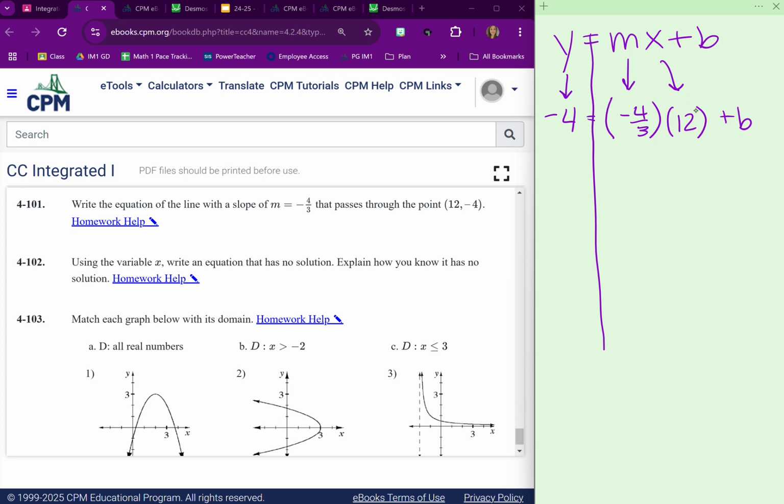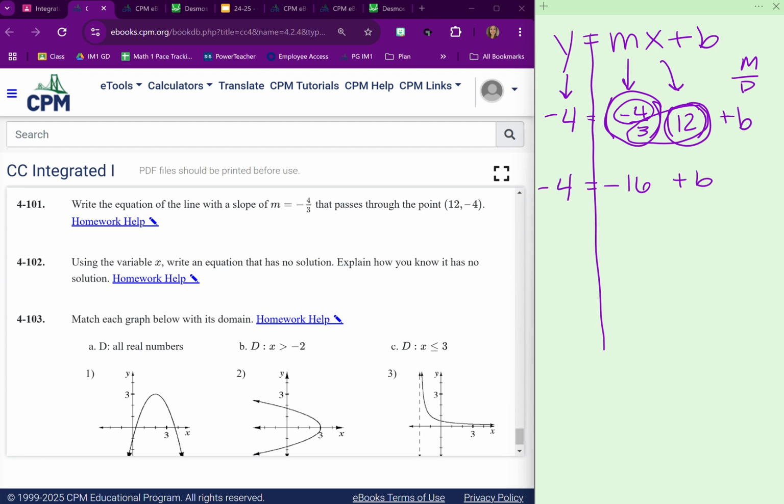So when we're multiplying whole numbers times fractions, we multiply by the top and divide by the bottom. You could do that in either order. I like to divide first so my numbers are smaller. So 12 divided by 3 is 4, times negative 4 is negative 16.